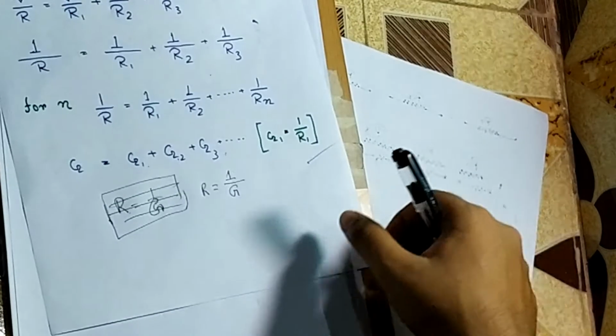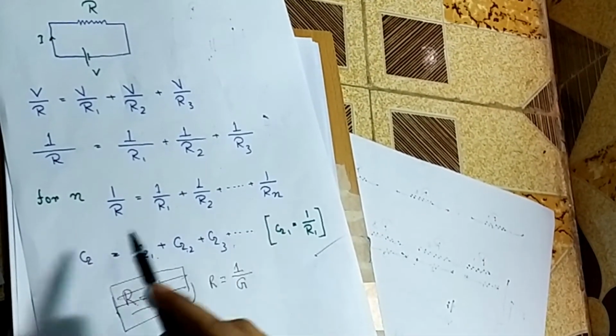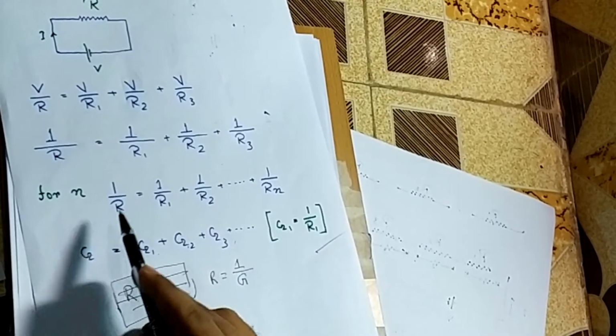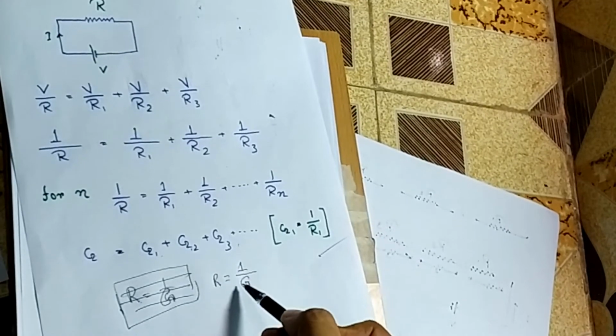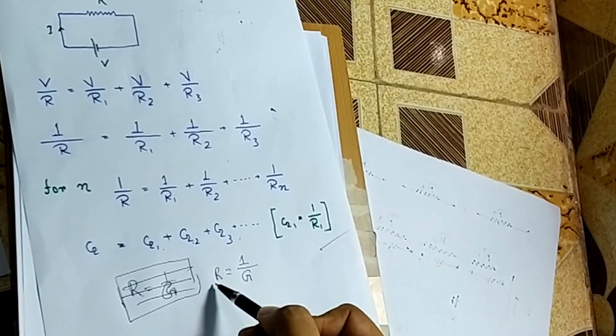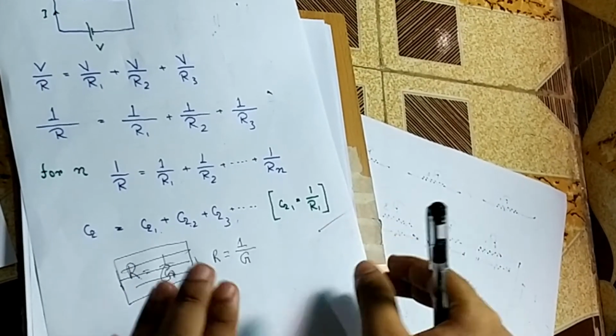And after that, we have seen that to find the equivalent resistance, we use this equation, from which we can find the total conductance between points A and B, and then we take the reciprocal of the conductance, which gives us the equivalent resistance for the parallel connection.